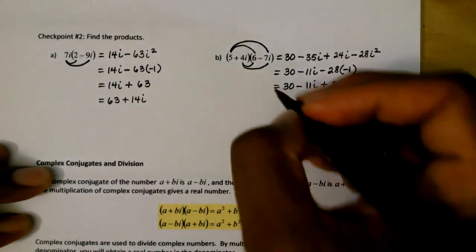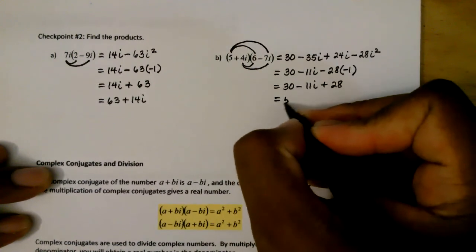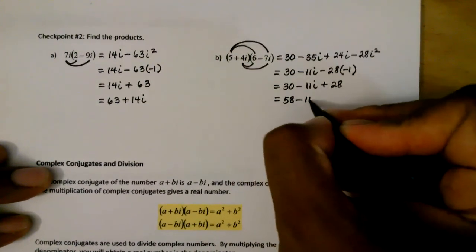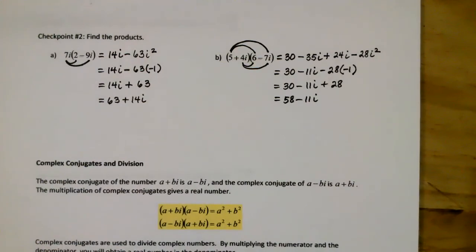And if I add 30 and 28 together, that's going to be 58. So I have 58 minus 11i. That's the final answer. Okay.